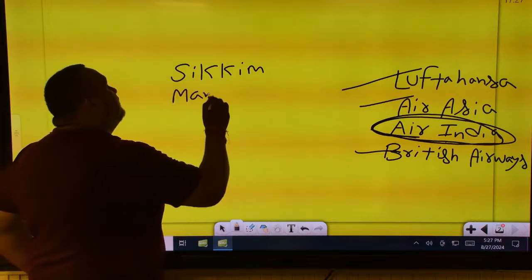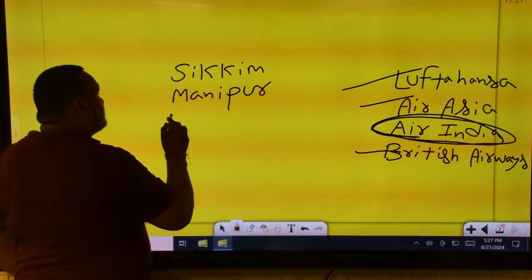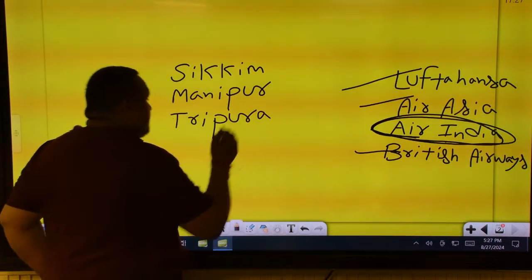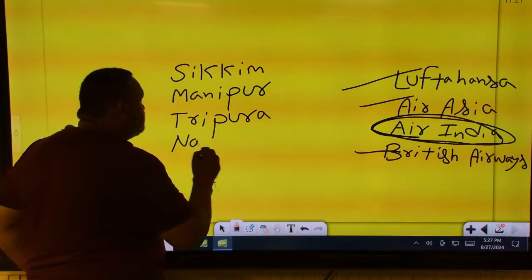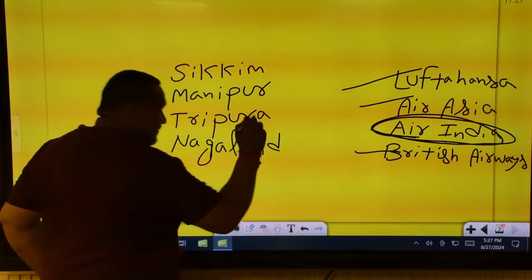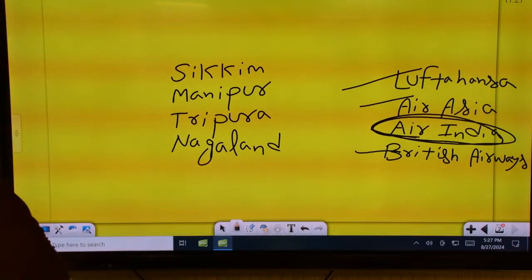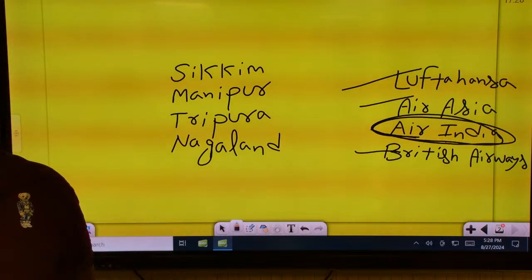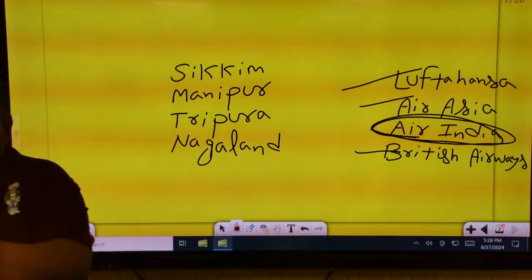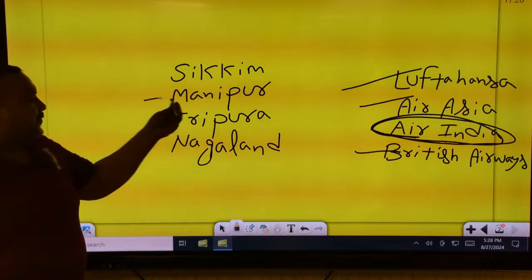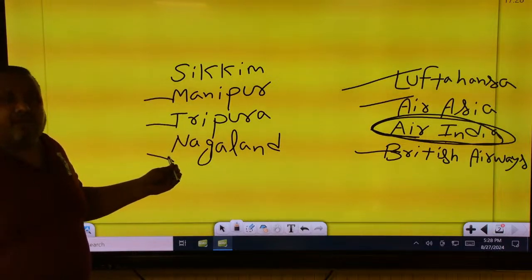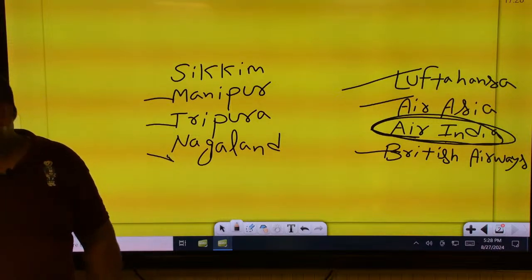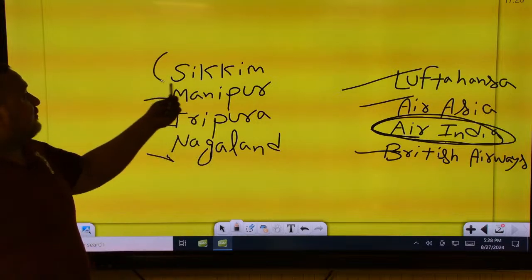Sikkim, Manipur, Tripura, Nagaland. Which is the odd one out? So easy. Sikkim. Reason: it's not part of the Northeast seven sisters states, written in notebooks and class books. Manipur, Tripura, Nagaland, Mizoram, Meghalaya, Assam, Arunachal Pradesh are the seven sister states, right? Sikkim is not part of that.